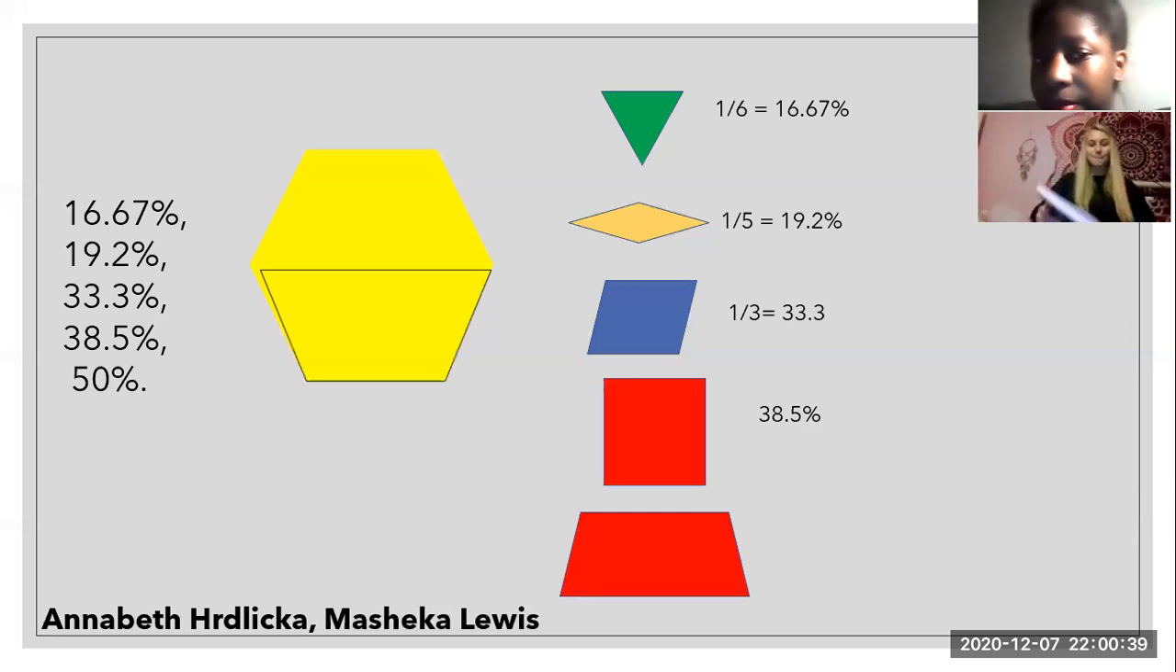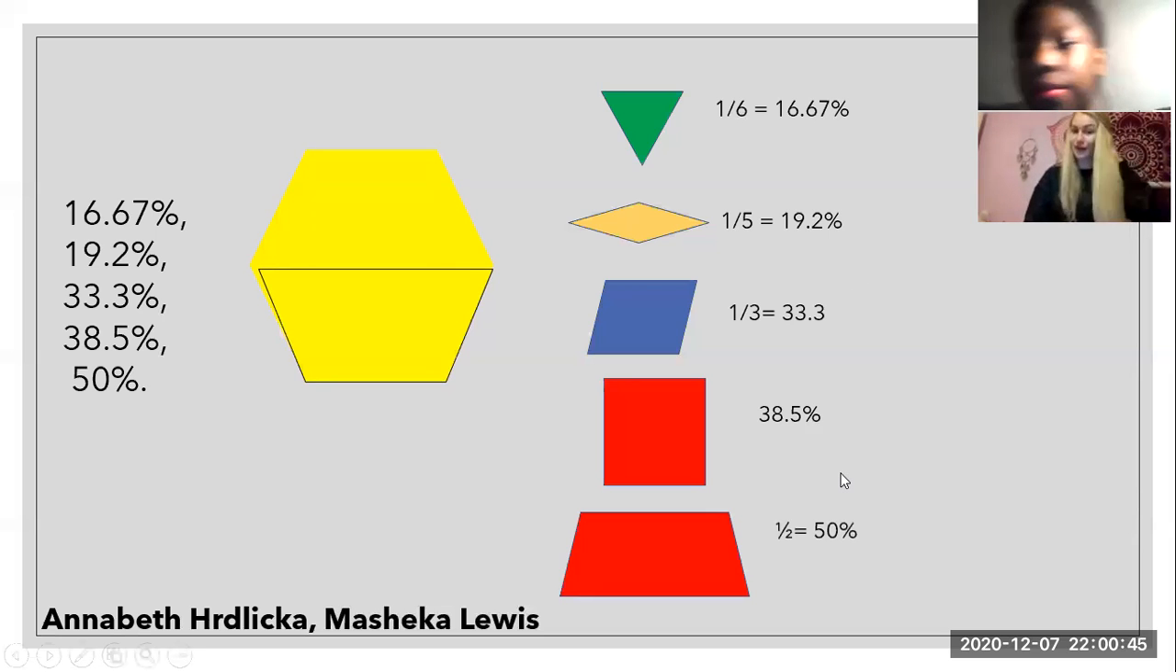So I think so. But I have a question for you as well. So that one probably is the hardest one because of how uneven it is. But which one would most easily fit in the hexagon and why?